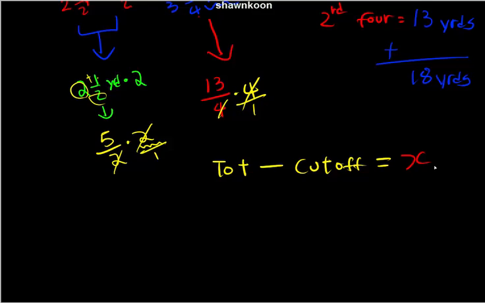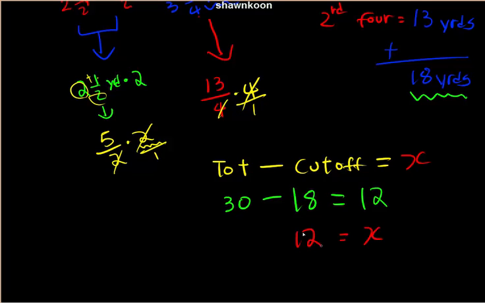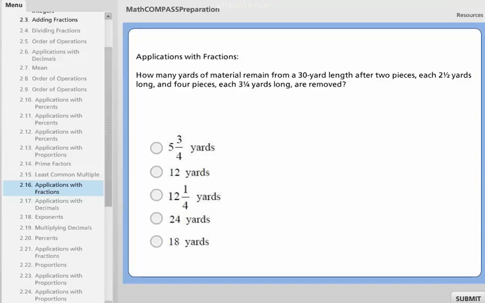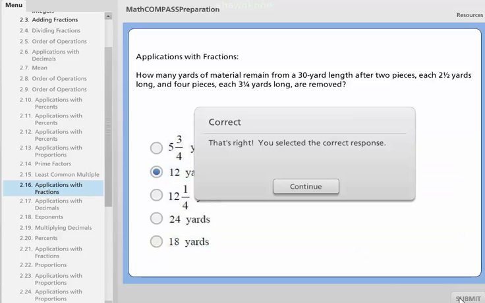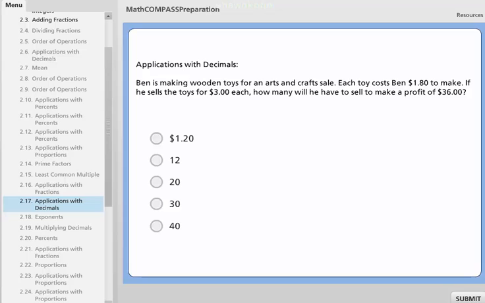So the total was 30, minus the cutoff area, which was what? 18, right? So we subtract that 18, then we'll get what? Leftover is 12. So we can say that x is equal to 12. And see if we have the right answer. Yep, we do, 12 yards. So correct, we got the right answer.